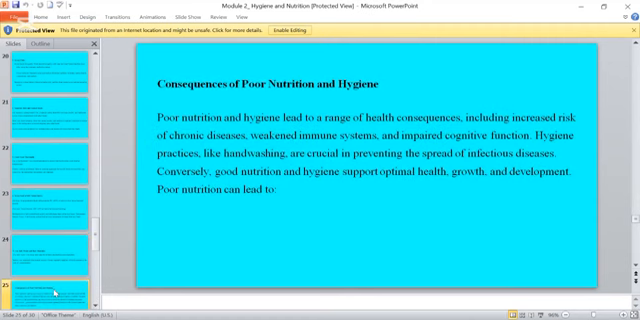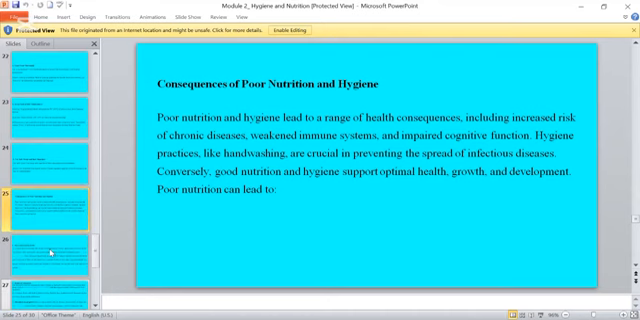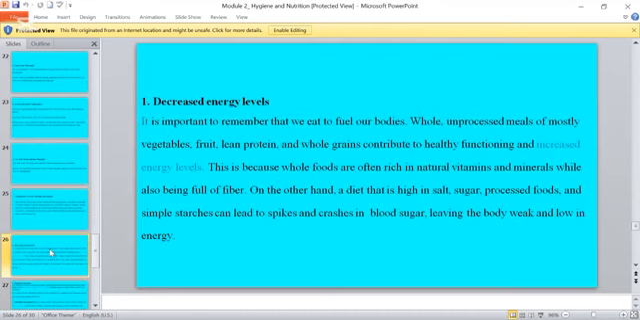Now, what are some of the consequences of poor hygiene and nutrition? Poor hygiene and nutrition can lead to a range of health consequences, including increased risks of chronic diseases, weakened immune systems, and impaired cognitive function. Some of them are decreased energy levels, right?